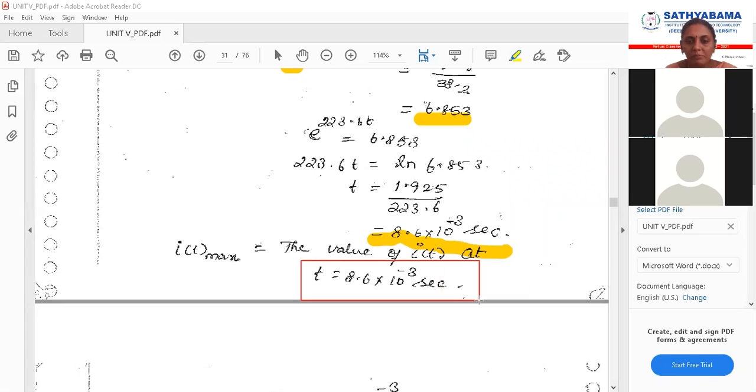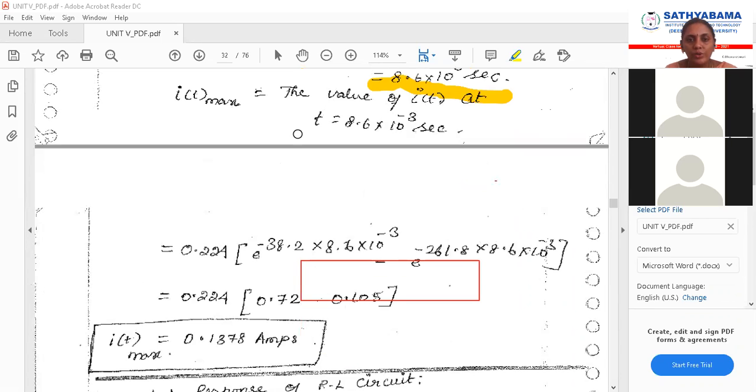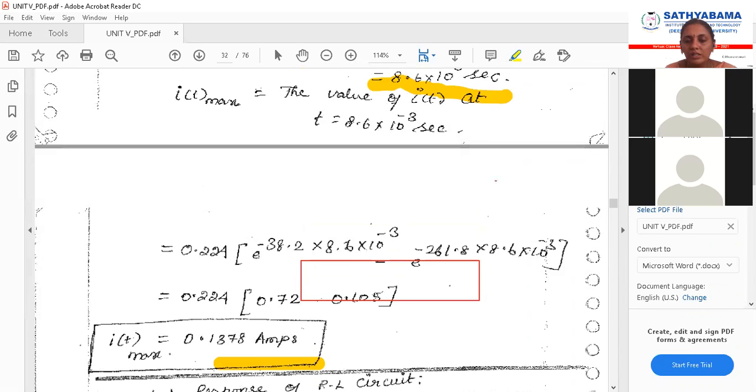t is equal to 8.6 × 10⁻³. Any doubt you have? With this, we are completing the DC transients. i_max only they had asked, so you can stop it out here. Or if you wanted to substitute, you can substitute and solve it out like this. Any doubts you have?